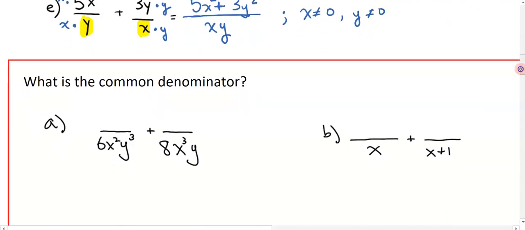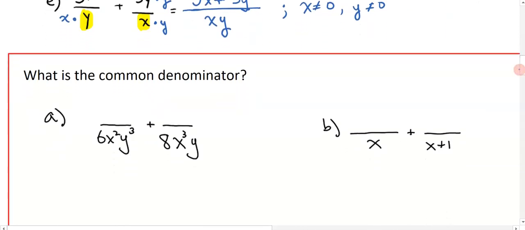All right. So now we're going to get into more difficult ones, and we're going to practice finding common denominators, because that's when people struggle the most. What is the common denominator? So in my first question, you'll notice that I do not have any plus or minus signs. I just go through each factor separately. I go through the numerical parts. So I look at the 6 and the 8. The 6 and the 8 can both become 24. So that's my LCM. Okay?